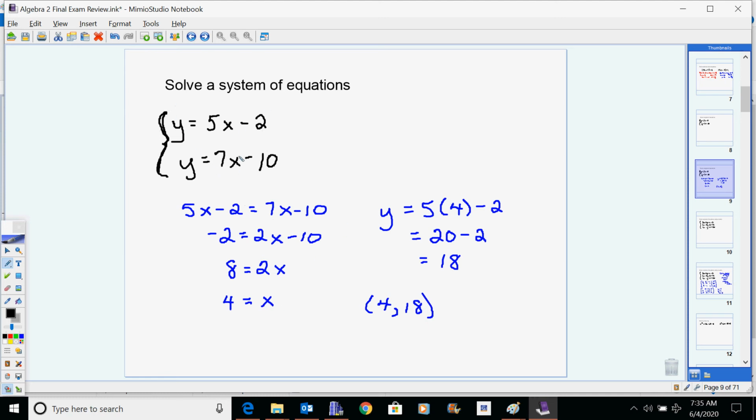But don't forget, when you have a system, once you have your x, you need to plug it into one of the equations. Doesn't matter which one, because remember, the solution needs to work in both. And you get the y that goes with it, and your answer is an ordered pair. So please make sure that if you expressed an answer like this, that you make it as an ordered pair.